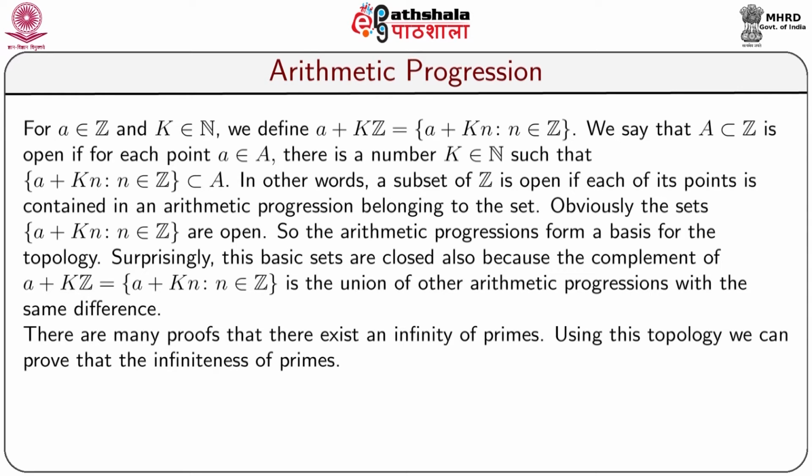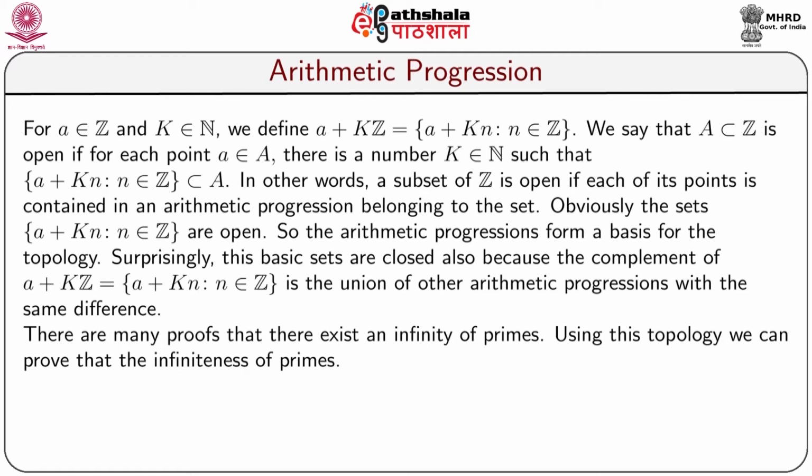Then these sets of the form a + kℤ are open. That means all arithmetic progressions form a basis for some topology. Surprisingly, these basic sets are closed also, because the complement of a + kℤ is the union of other arithmetic progressions with the same difference.